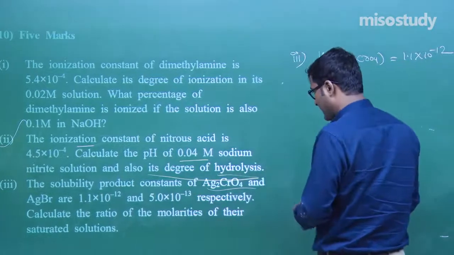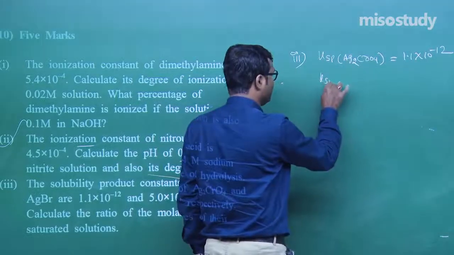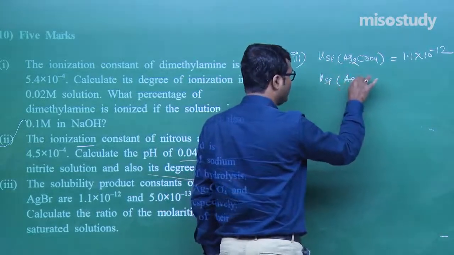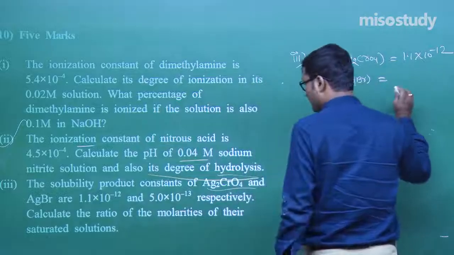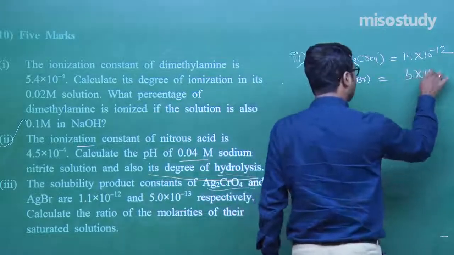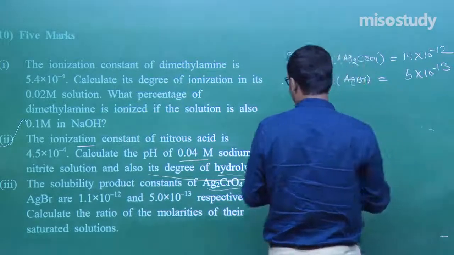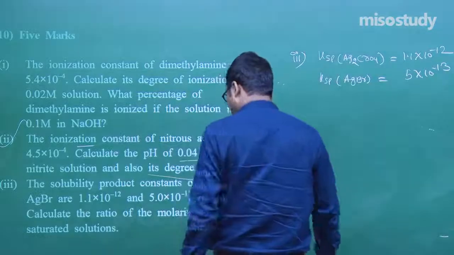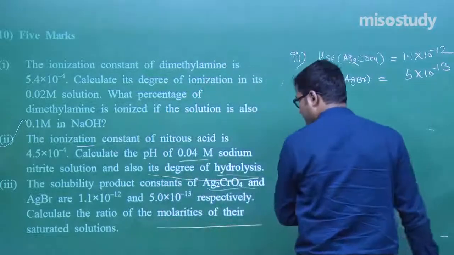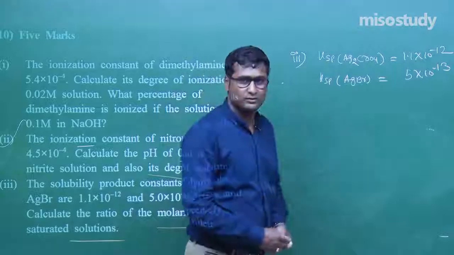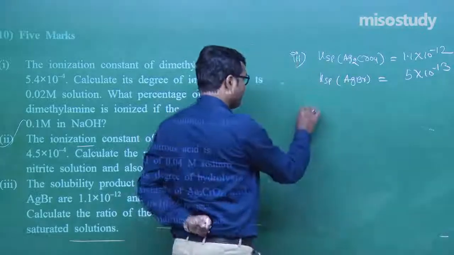Yes sir. And Ksp for AgBr is given here, 5 × 10^-13. Clear? Yes sir. Now what is given here? Calculate the ratio of the molarities of the saturated solution. It's so simple.